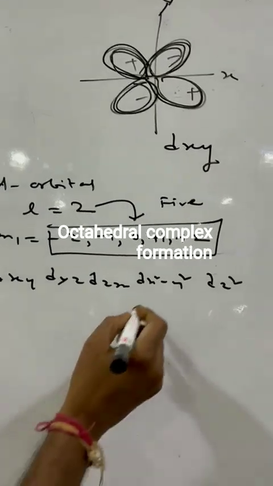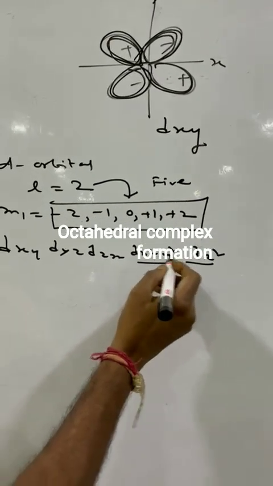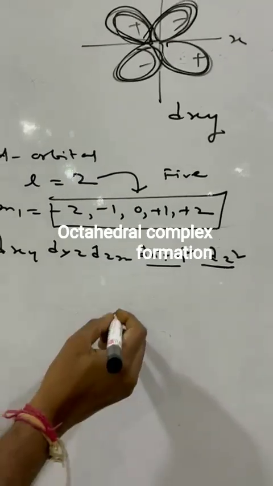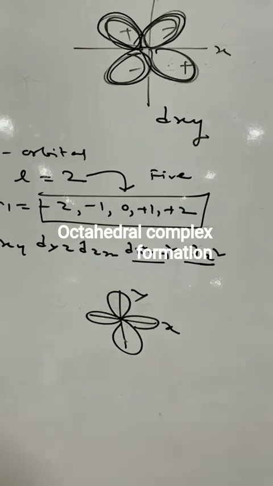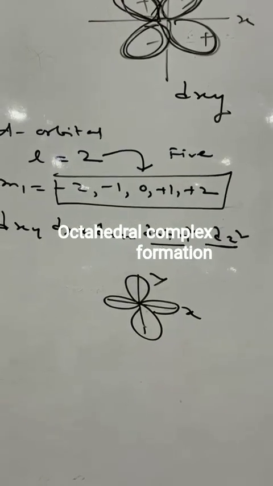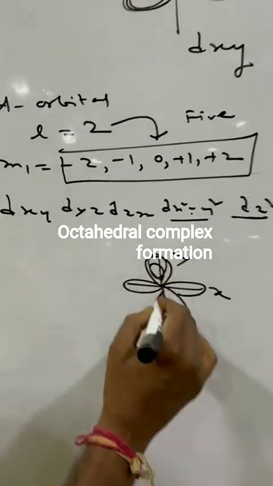But if we consider dx square minus y square and dz square, then the lobes are along the axis. It is like this. So suppose I give x and y. So this will be dx square minus y square, where you can see the lobes are along the axis.